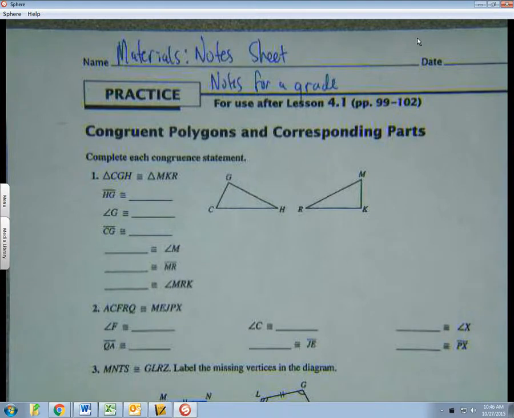Good day. Materials for today are this note sheet, and we're going to collect these notes for a grade. So make sure you're getting down everything that I am getting down.